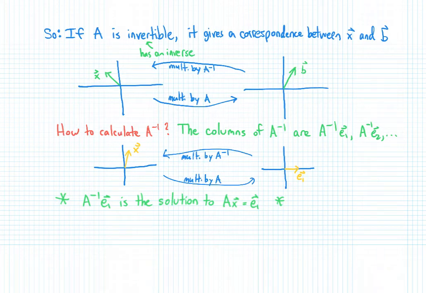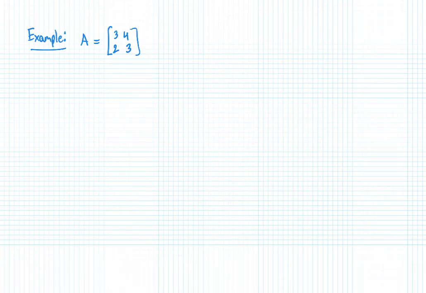But now this is pretty great. What this tells us is that if we want to find the first column of A inverse, we have a system of equations we can solve to find it. And we know how to solve systems of equations. We do Gauss-Jordan elimination. So this is pretty great. You solve this system, you get the first column of A inverse. Then you do it for E2 and you get the second column of A inverse, and so on and so forth. This might sound a little bit tedious, but later I'll show you how you can solve all of these systems at the same time. Okay, so let's look at an example.